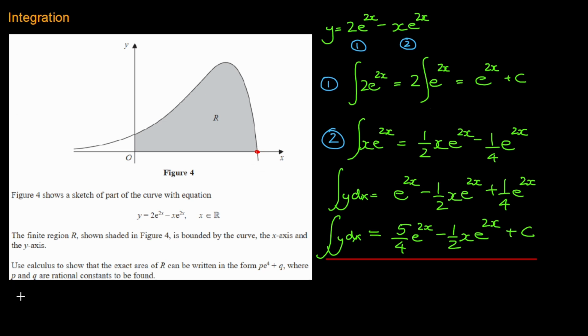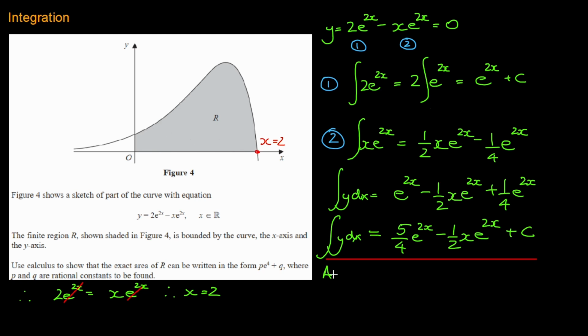When does this happen? Well, it happens when the curve equals 0. If that's true, therefore we know that 2e to the 2x equals x e to the 2x. And very happily, the e terms cancel each other out, and we therefore get x is equal to 2. So this point is x is equal to 2. So any area we need to calculate will be from 0 up to 2. Those will be our limits.